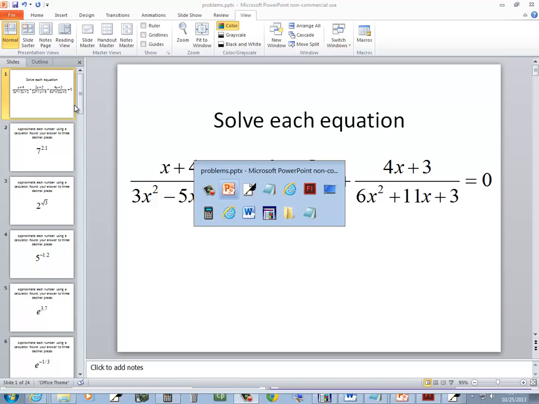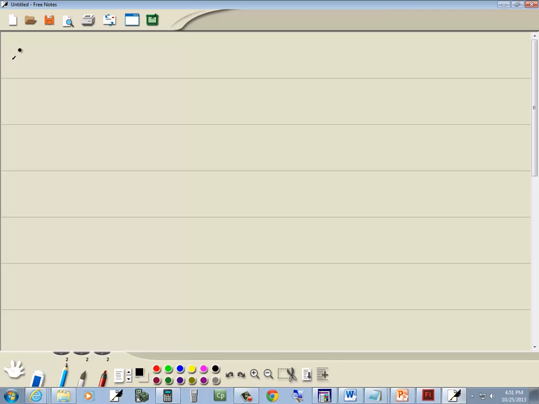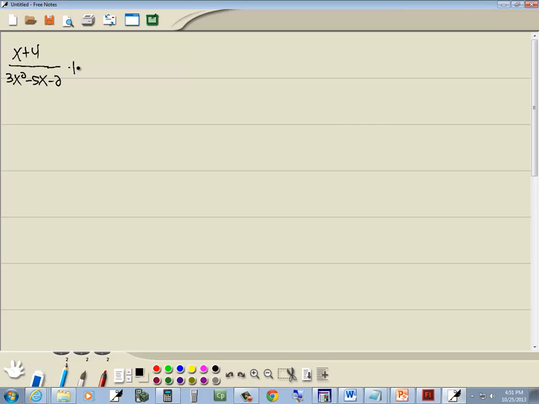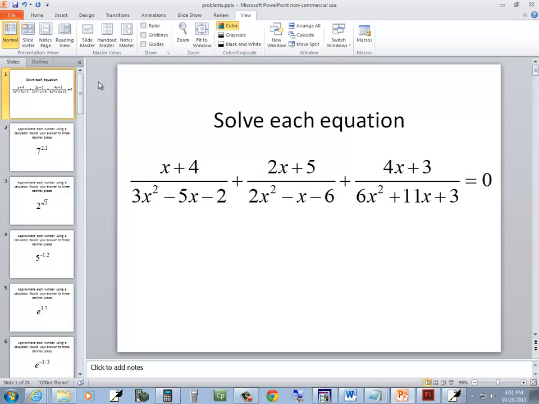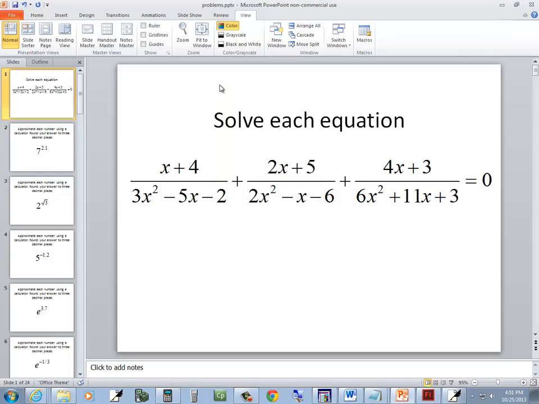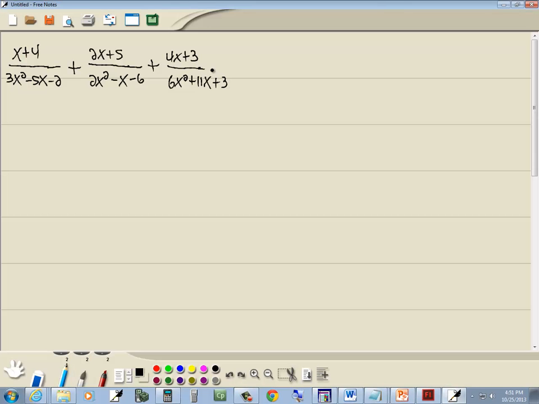Let's take a look at this problem. We've got (x + 4)/(3x² − 5x − 2) + (2x + 5)/(2x² − x − 6) + (4x + 3)/(6x² + 11x + 3) = 0.